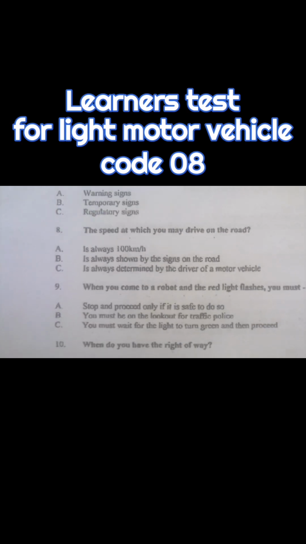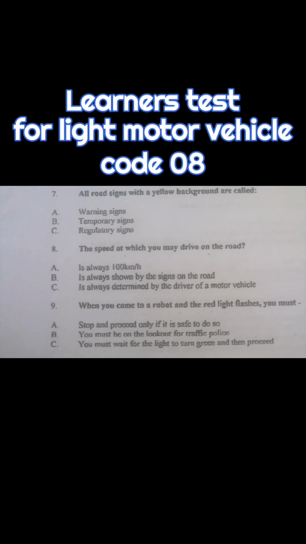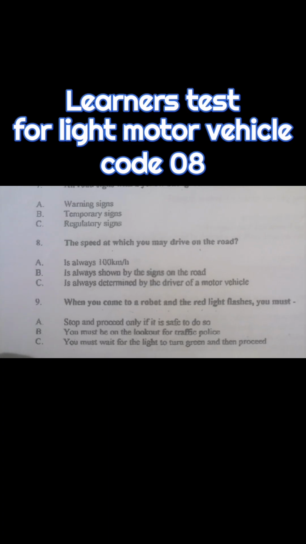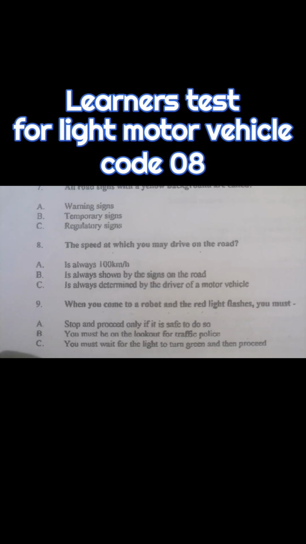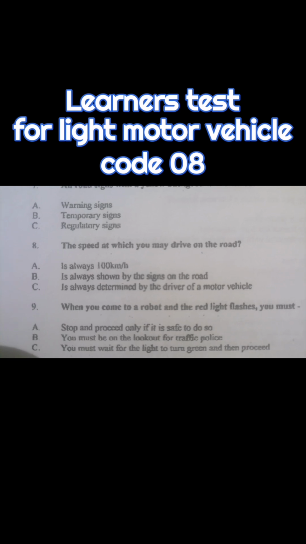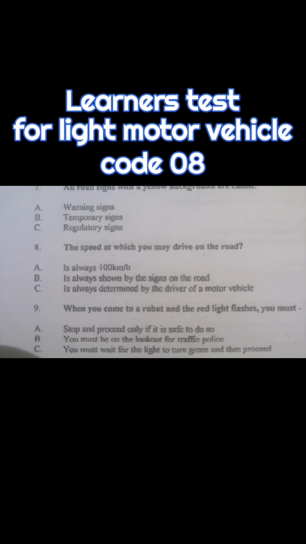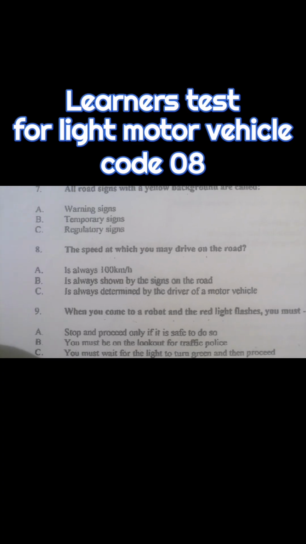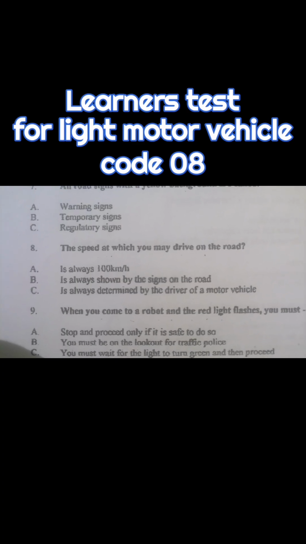Question number 8. The speed at which you may drive on the road is always 100 kilometers. Not true. The speed at which you may drive on the road is always shown by the signs on the road. Yes. The speed at which you may drive on the road is always determined by the driver of the motor vehicle. Not true. Our answer is B.